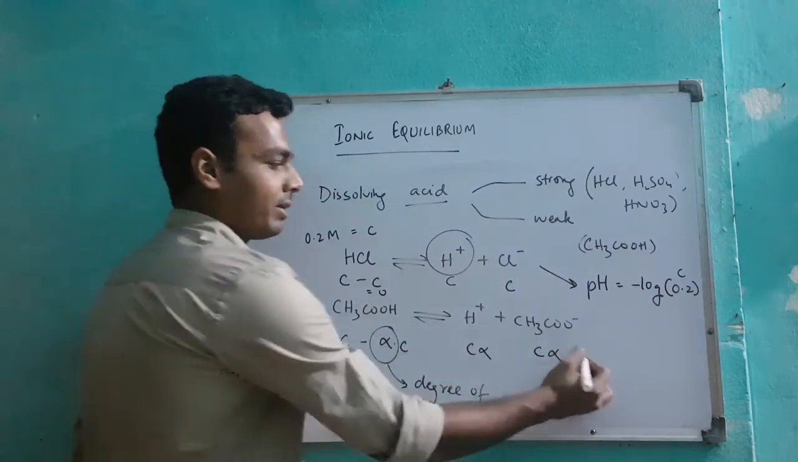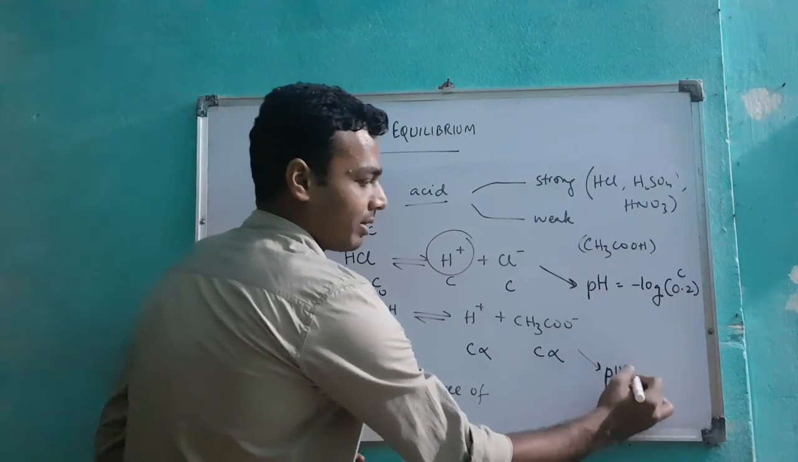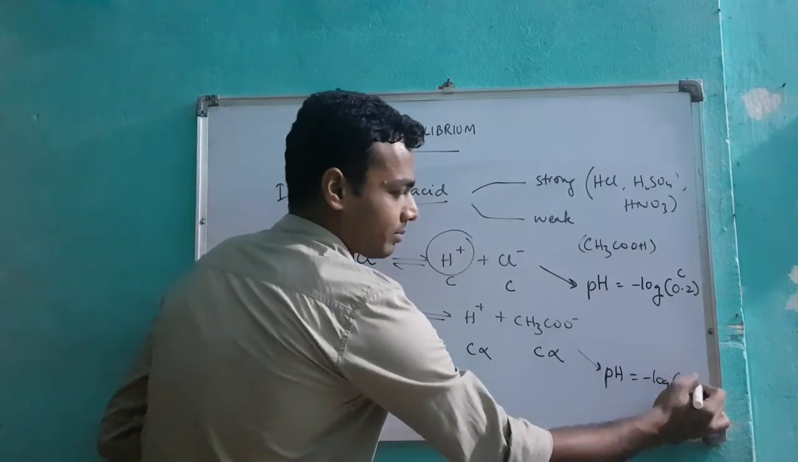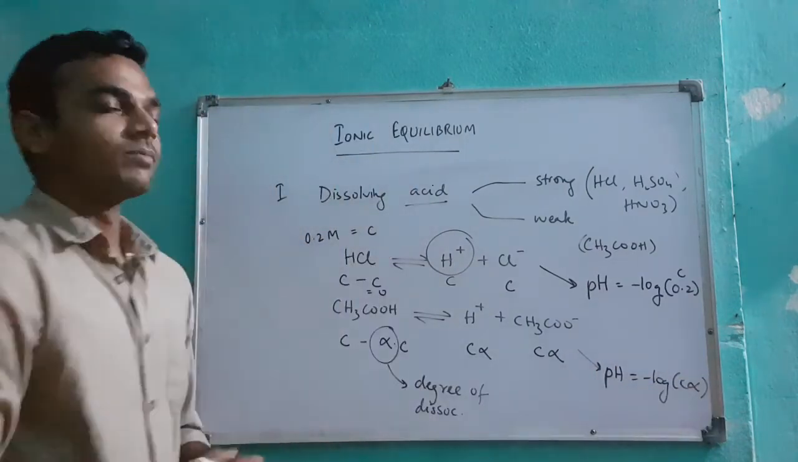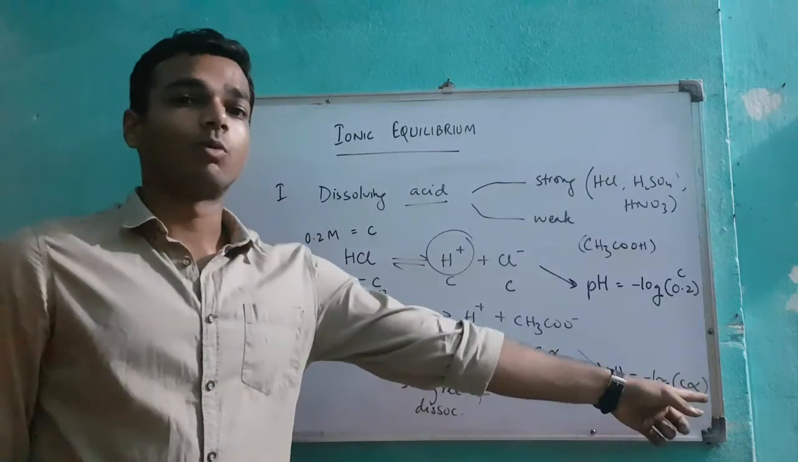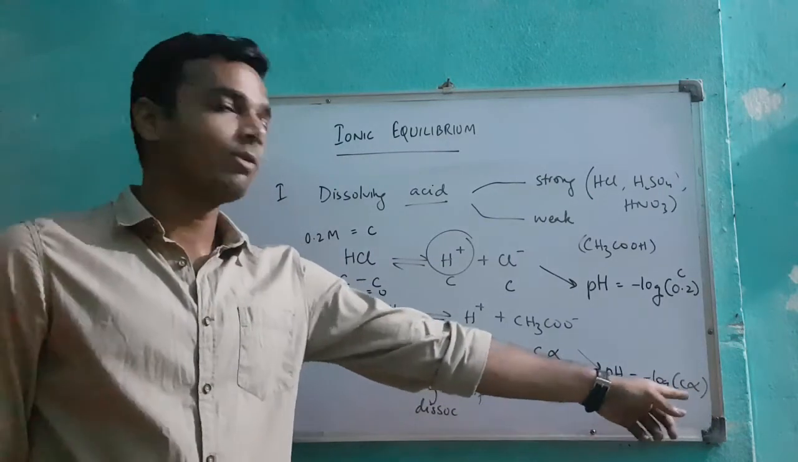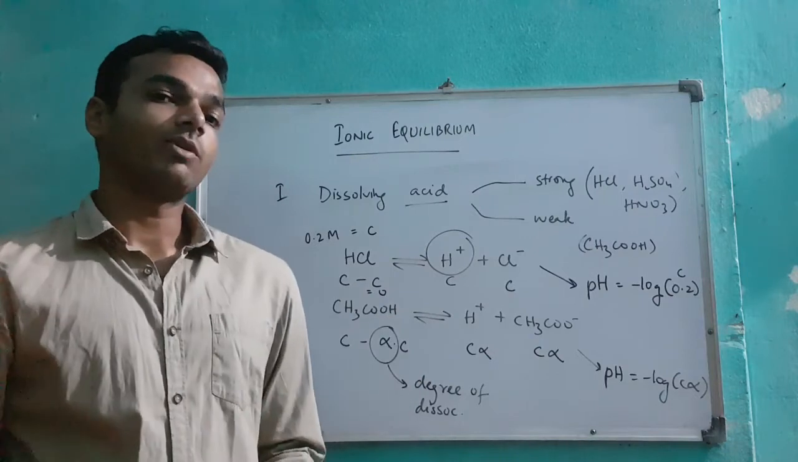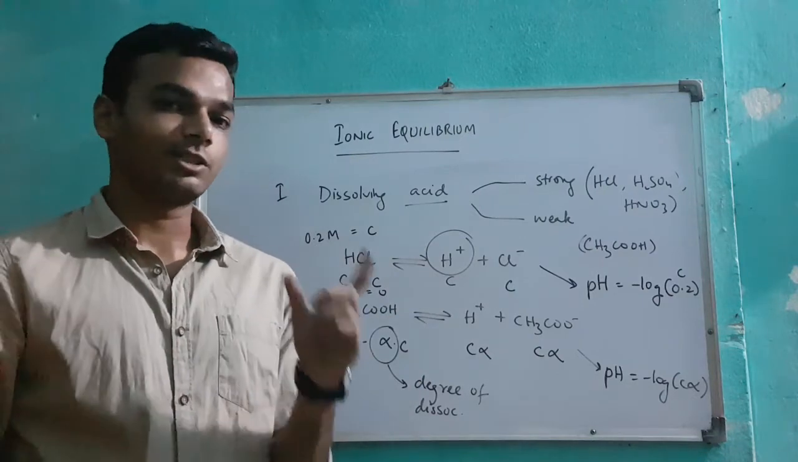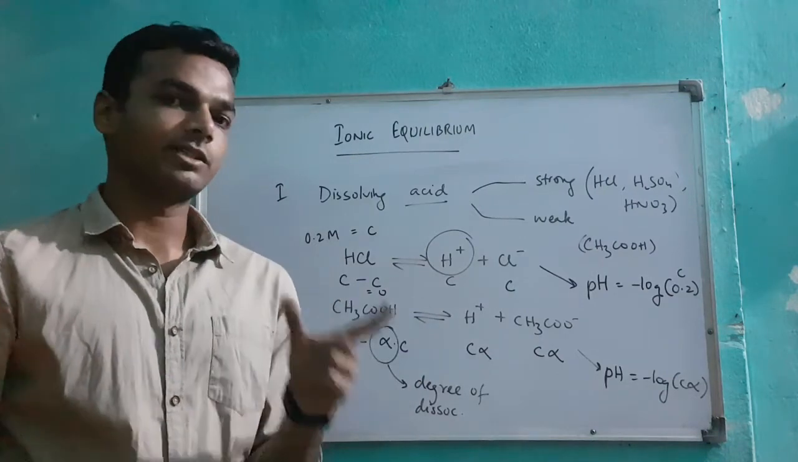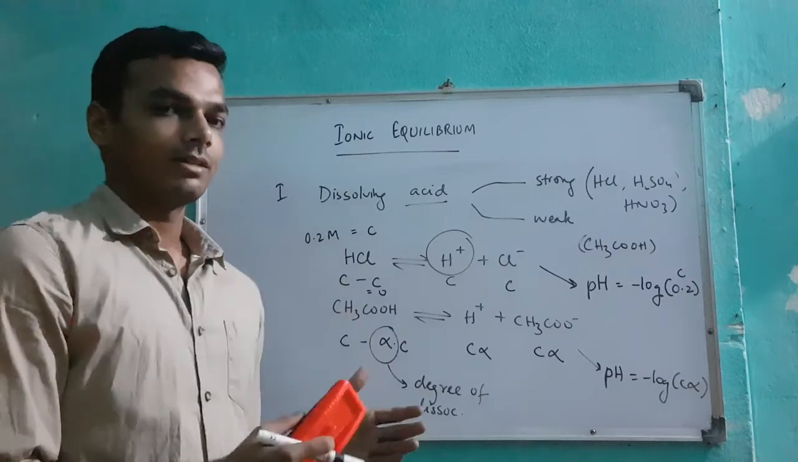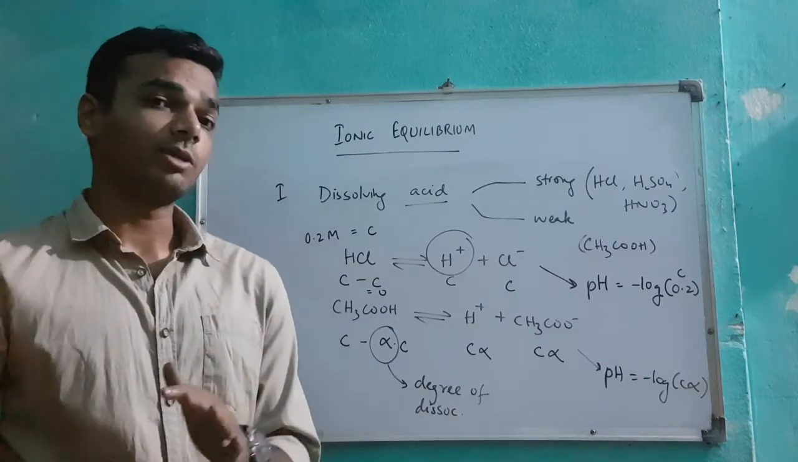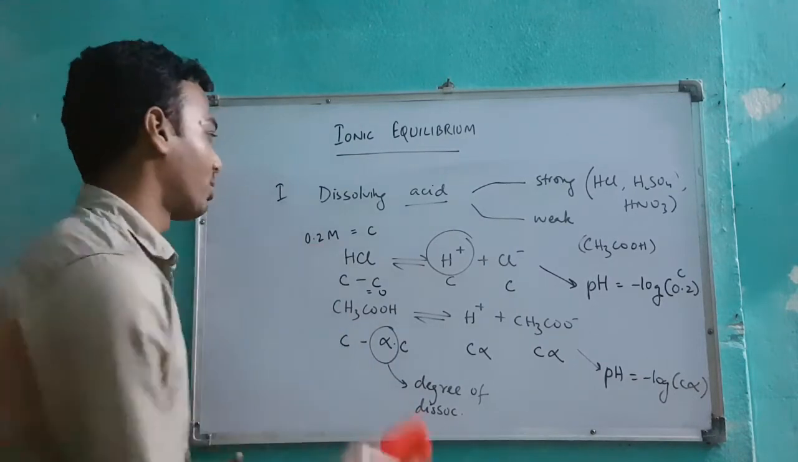You can see here that the pH value would come as minus log of C alpha. We know what C is, but we don't know what alpha is. So how do we calculate the value of alpha? For these types of problems, they give you another constant with it called the dissociation constant, or ionization constant, or acid dissociation constant. This all means the same thing. You need to figure out what it means.